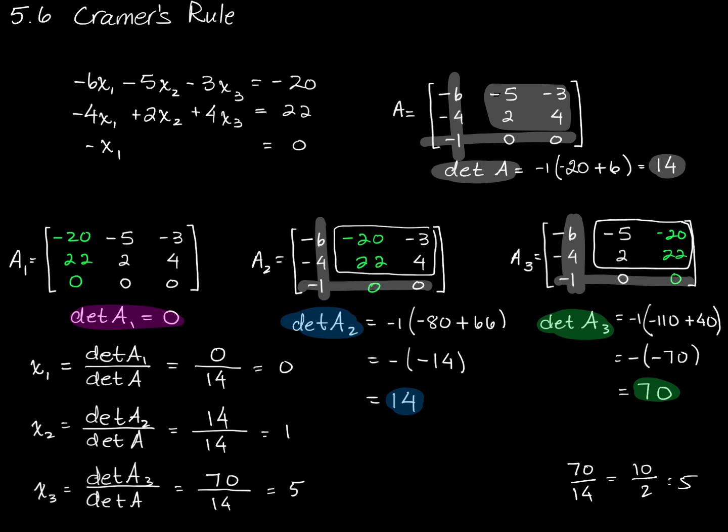I can either write this as you see it here, x1 equals 0, x2 equals 1, and so on, or I can write it as a point, 0, 1, 5, or as a horizontal row or vertical column matrix. It depends on the context, depends on how the question is asked, depends on a lot of things. But this is my final answer in various different forms for this question. And that's Cramer's rule.